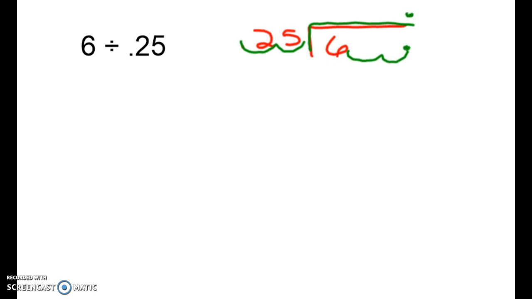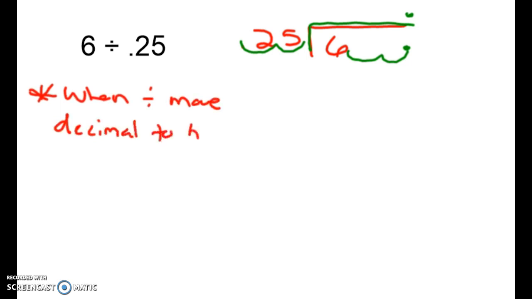So let's make another note, and let's say, when dividing, move decimal to house. So now that we've done that, now we can divide. 25 obviously does not go into 6, so we're going to add some zeros in here. 25 can't go into 6, but 25 can go into 60, and it goes into 60 twice. So I'm going to put a 2 up here.